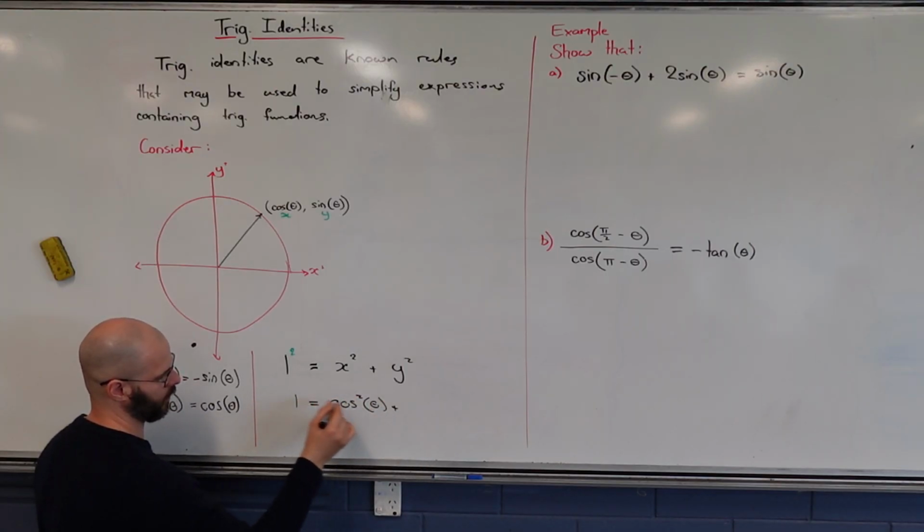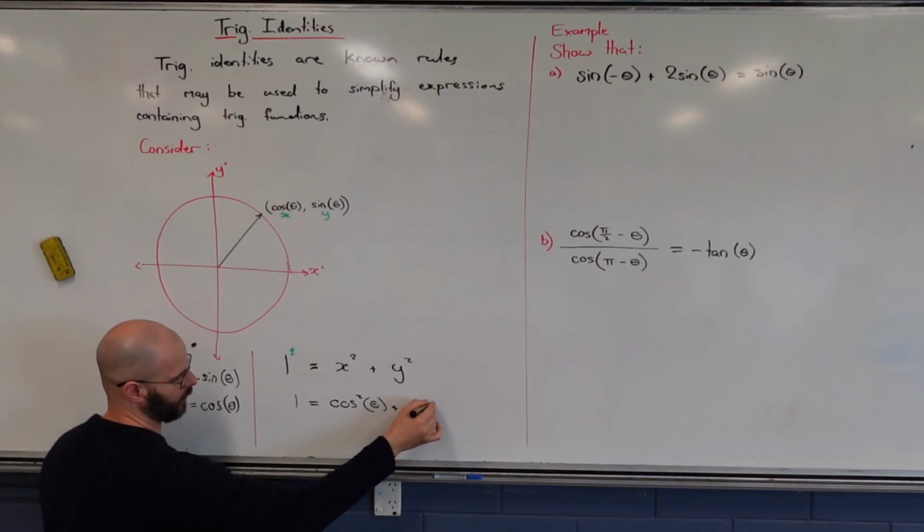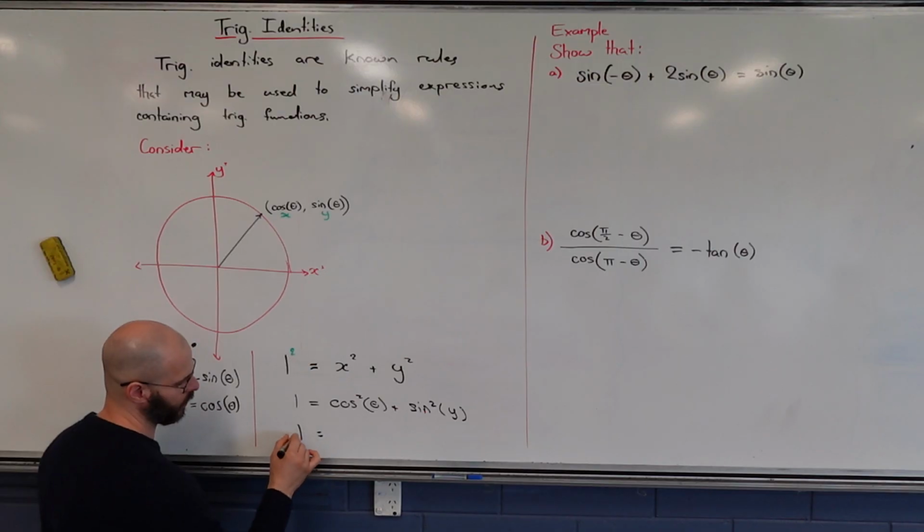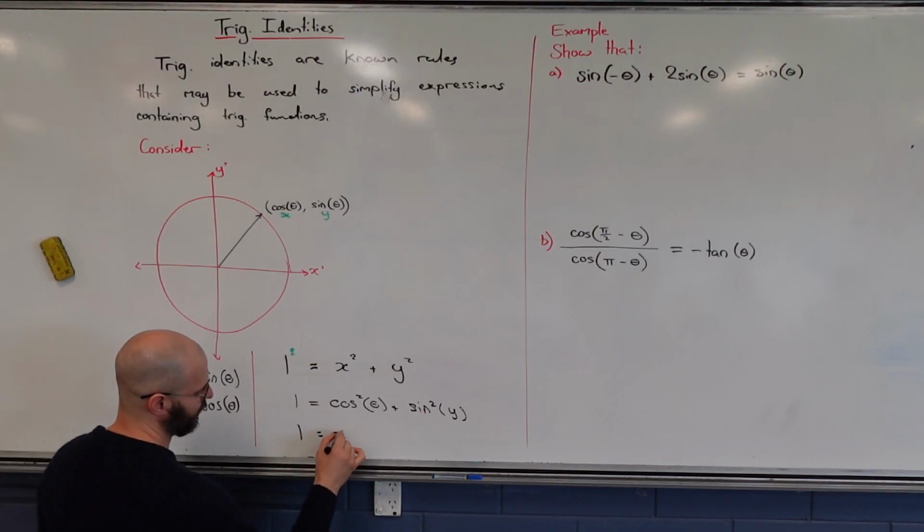Plus sine squared theta. And this guy over here is called the Pythagorean identity. This is one of the things you check for whenever you're doing a spec question.